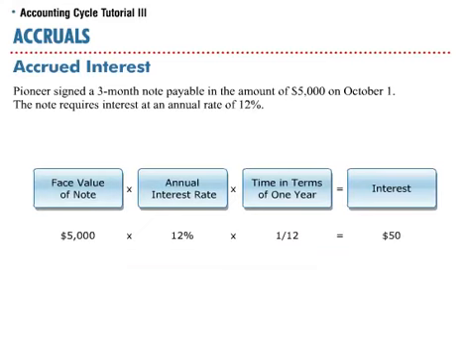Pioneer signed a 3-month note payable in the amount of $5,000 on October 1st. The note requires interest at an annual rate of 12%. The interest is to be paid at the end of the 3-month period. The formula for computing monthly interest expense on the note is shown here. The interest for 1 month is $50.